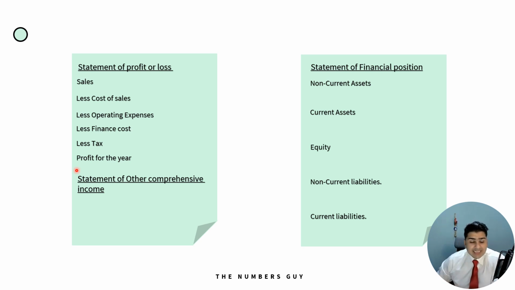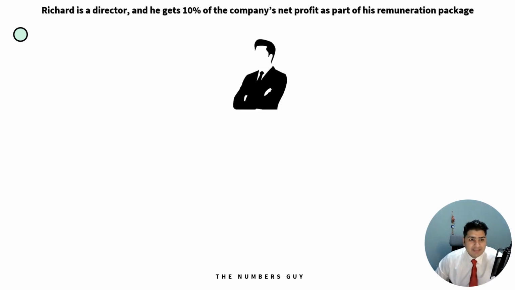Now in the OCI statement, we only record the unrealized gains and losses. I like to say these gains and losses happen in the background as the company exists. So the thing is, it does matter if you move an item from the P&L to the OCI. Now, how does that matter?